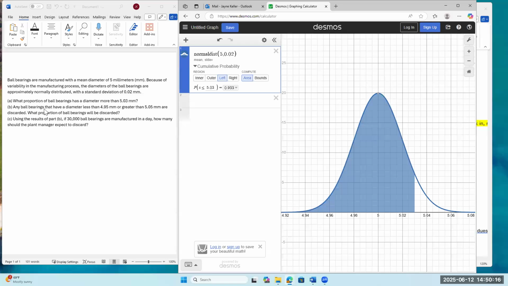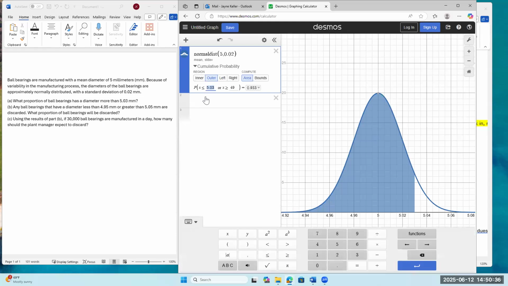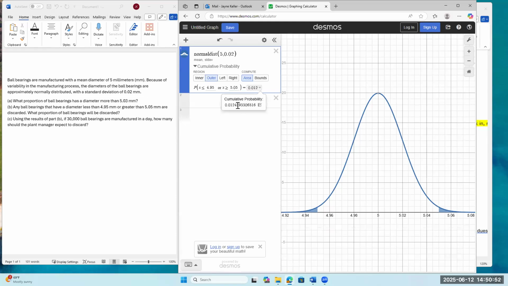In part B, I want to know if all the ball bearings that are either less than 4.95 or greater than 5.05 are discarded, what proportion will be discarded? So what I really want to know is how many are going to fall in these tails. So this is going to be an outer question because I want to find out what proportion are less than or equal to 4.95 and greater than 5.05. You can see there's just a little bit in the tails, and that area adds up to 0.0124 if I keep 4 decimal places.